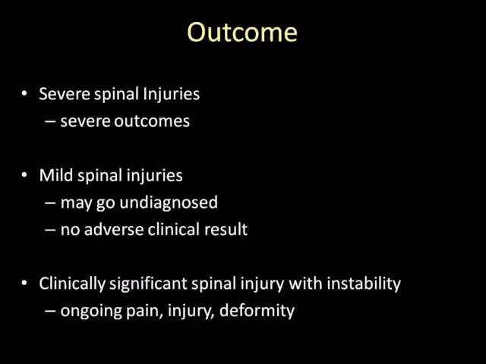The outcomes are variable. In the most severe cases, the injury can result in paresis, paralysis, or sometimes there may be a fatal outcome. Mild spinal injuries often go undiagnosed, and if there's no instability, they often resolve with no clinical result. And clinically significant spinal injuries with instability may result in ongoing back pain, repetitive injury to the spine and the spinal cord, and spinal deformity.